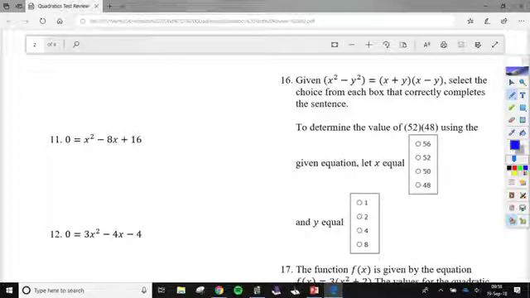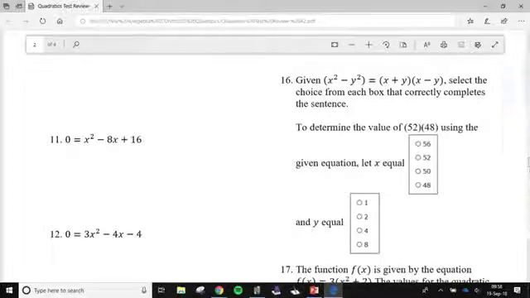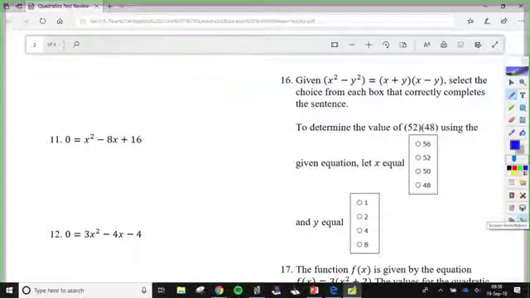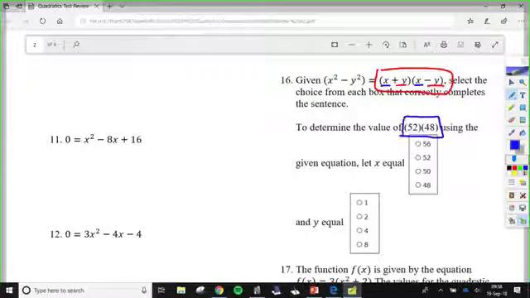So, in number 16, it's more of a puzzle than it is a math problem. You're trying to figure out what values of x and what value of y you could use in this to basically be the same thing as 52 times 48.